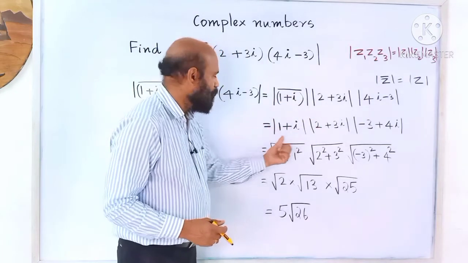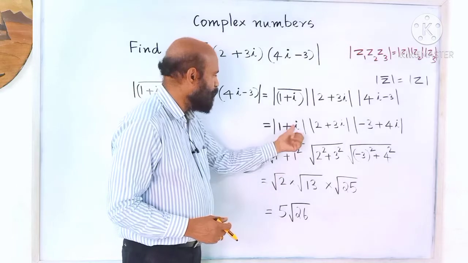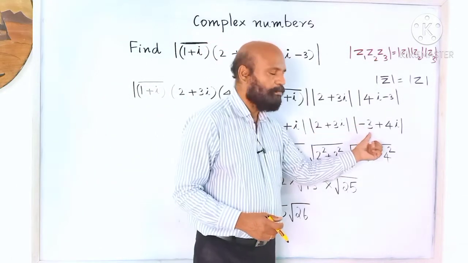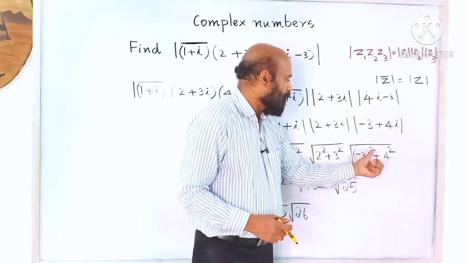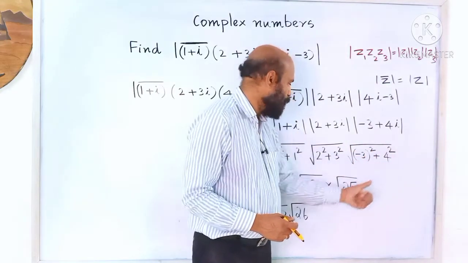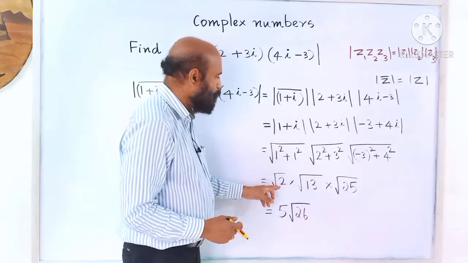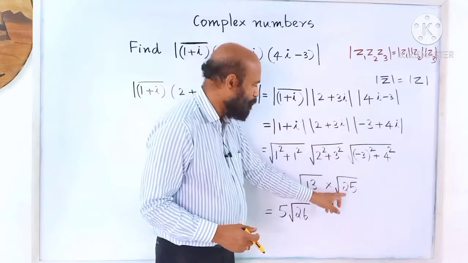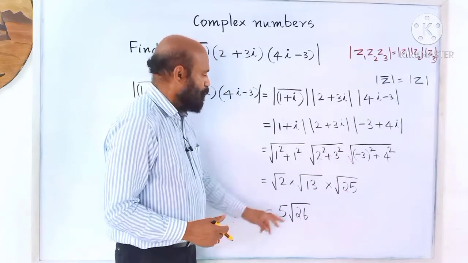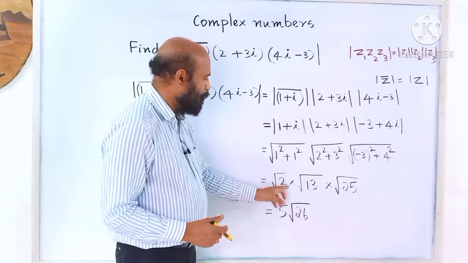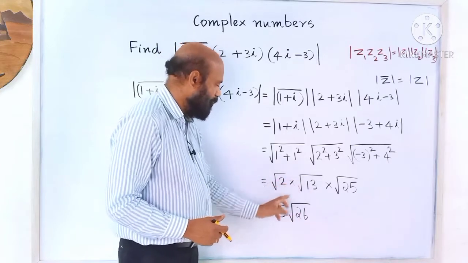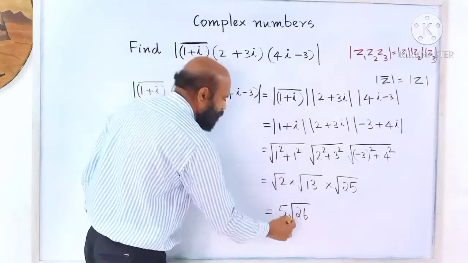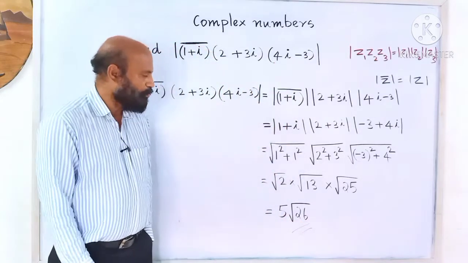Now modulus of this is square root of 1 square plus 1 square, modulus of this is square root of 2 square plus 3 square, modulus of this is square root of -3 square plus 4 square. Then this is square root of 2, this is square root of 13, this is square root of 25. So square root of 25 is 5, then 2 into 13, 26. So this can be written square root of 26. So modulus of this is 5 into square root of 26.